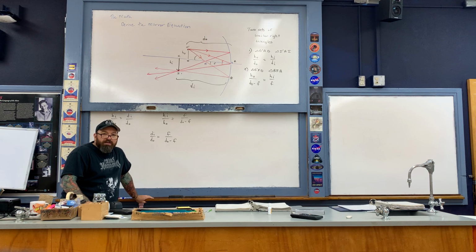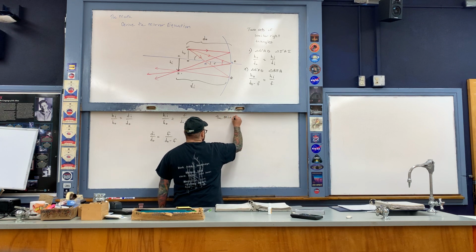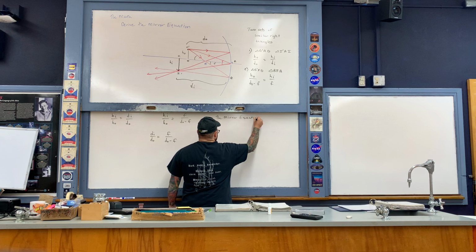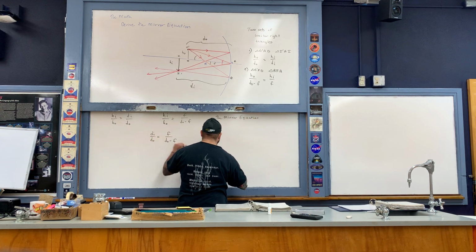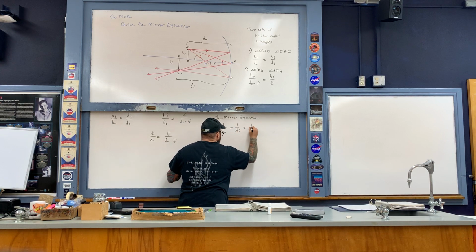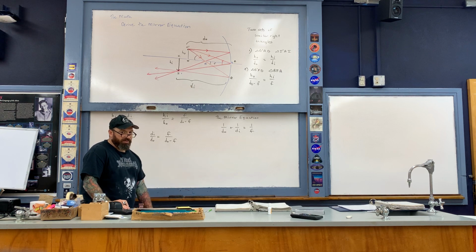If you algebraically rearrange this expression a little bit, you end up with something that's really easy to remember, and this is referred to as the mirror equation. Here's the mirror equation when you rearrange this algebraically: 1 over DO plus 1 over DI is equal to 1 over F. It's actually really easy to remember.